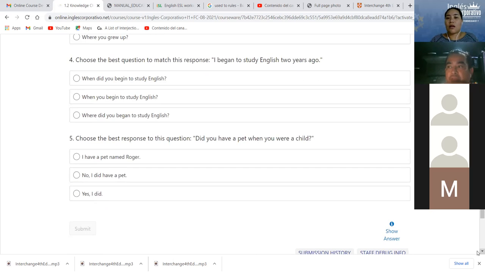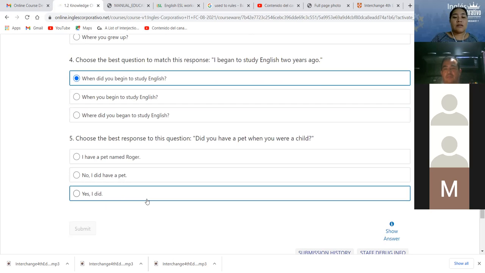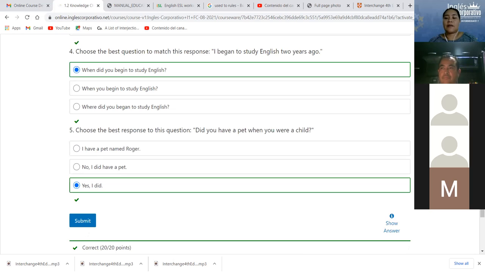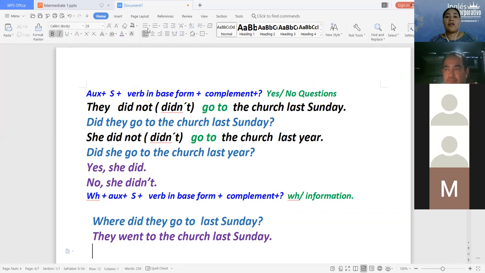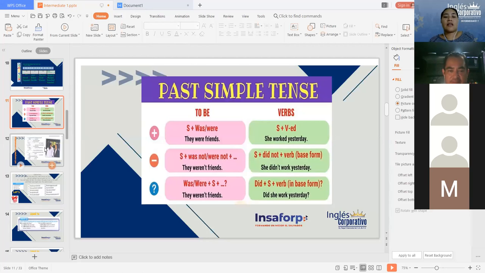And what about number four? When did you begin to study English? When did you begin, right? And what about number five? Yes, I did. Okay, so let's see. And there we go. Good job. Any other question so far? You tell me, is everything clear? Yeah, for the moment, yes. All right, that's good. If everything is clear, that's awesome.